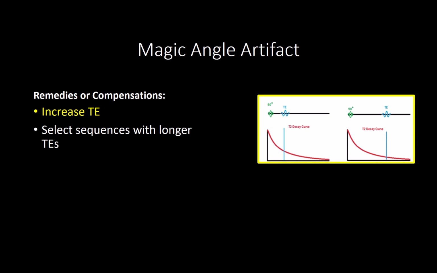Select sequences with longer TEs, like a T2 weighted sequence, or simply reposition the anatomy of interest, because if this artifact occurs, you are extremely unlucky in the first place.